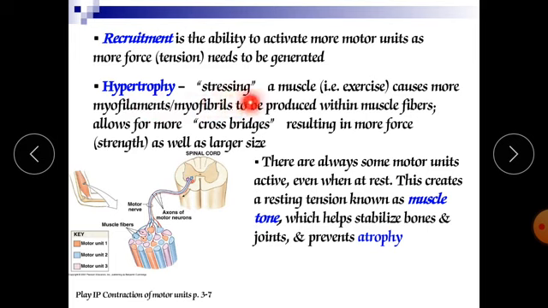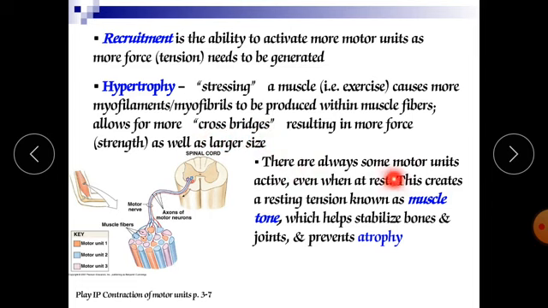Hypertrophy is caused by stressing a muscle. When you are doing exercise, we are giving stress to the muscles, which causes more myofibrils to be produced within the muscle fibers, allowing more cross bridges, meaning more contraction, resulting in more force, strength, as well as larger size. So when you are doing more and more exercise in the gym, more cross bridges will form, and more contraction and relaxation of our muscle will occur.